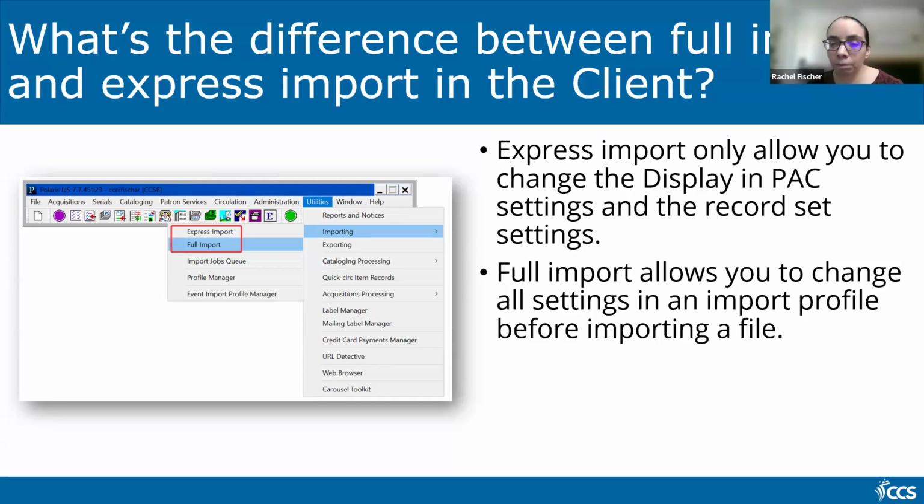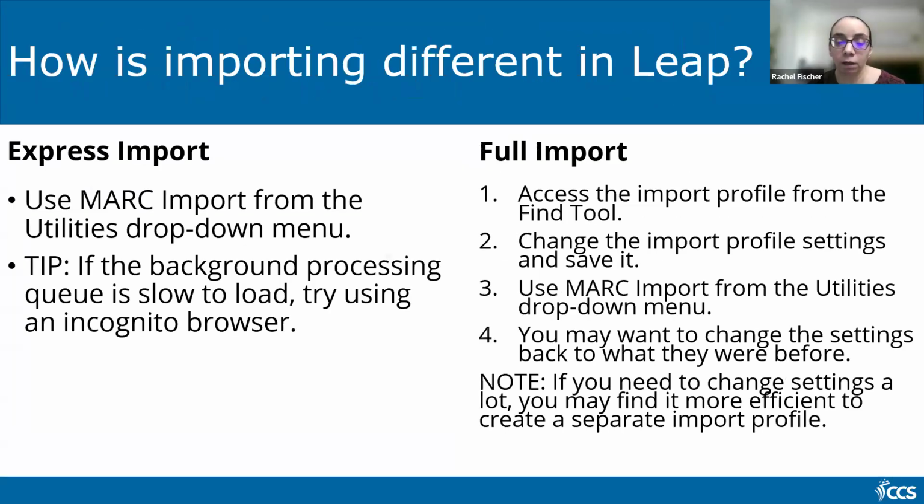So in the import part of the utilities drop-down menu, you have Express Import and Full Import. So Express Import only allows you to change the display impact settings and the record set settings. So these are the same options that you have in Leap when you access MARC Import from the Utilities drop-down menu. So Full Import allows you to change all settings in an import profile before importing a file. But the workflow in Leap is a bit different.